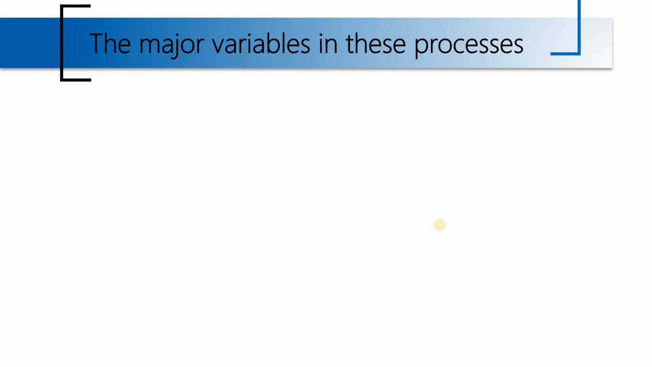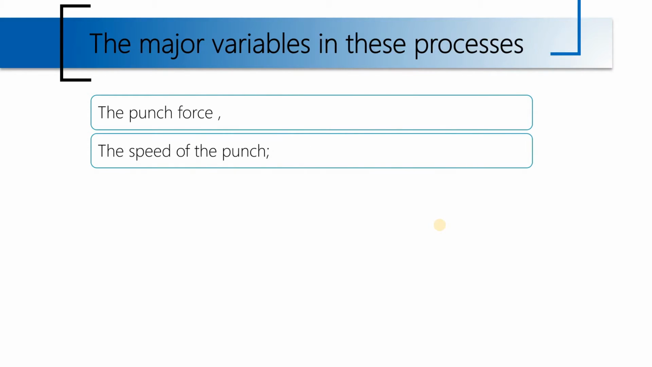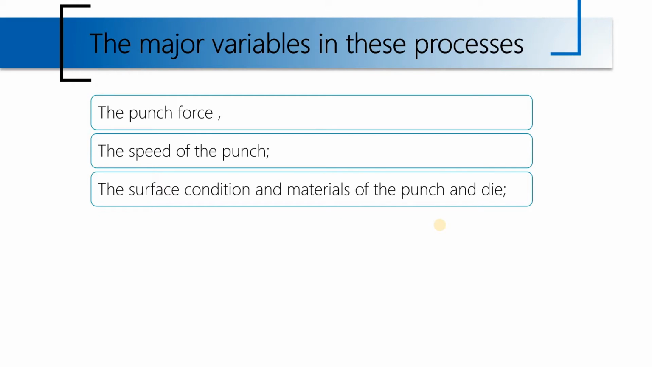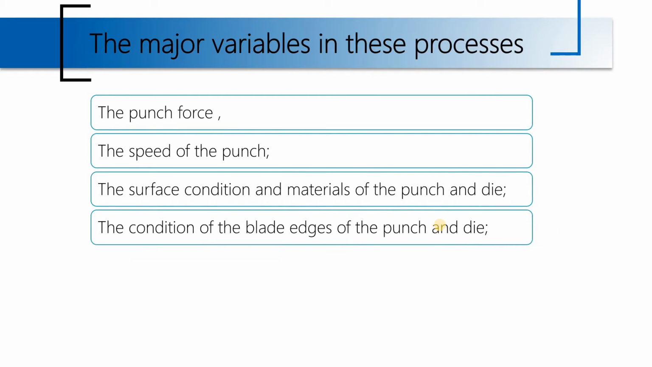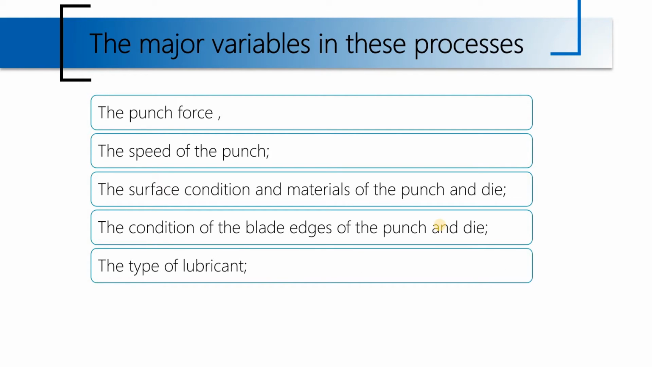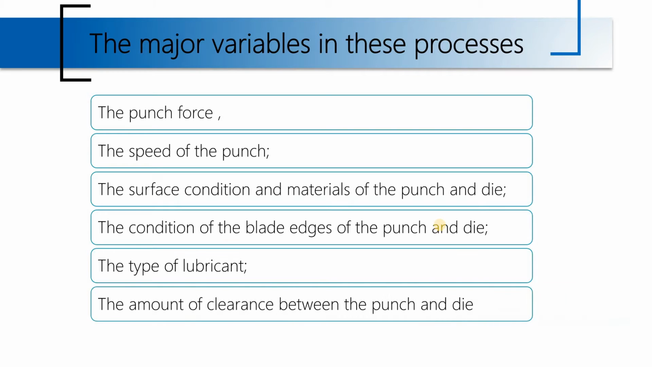Before that, let us know some variables of cutting operation: the punch and punch force, the speed of the punch, surface conditions, the material of punch and die, the condition of the blade edge of punch and die, the type of lubricant, and the last but most important, the amount of clearance between the punch and die. So these were the variables I showed here, and in further sessions, when we use them, I will remind you.